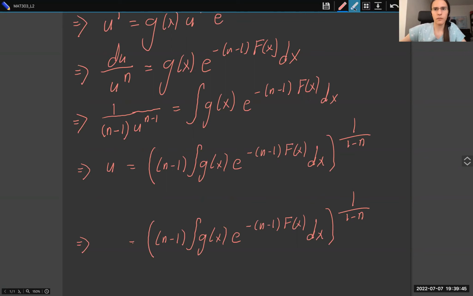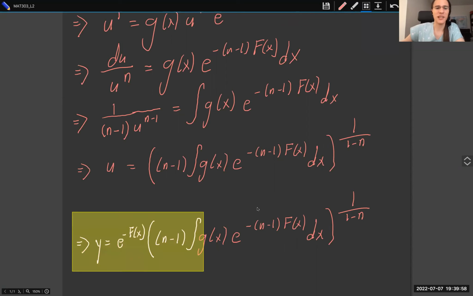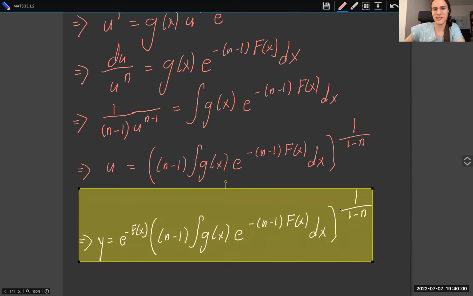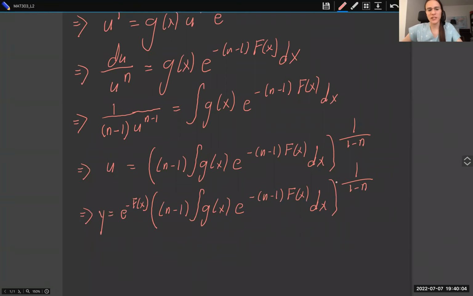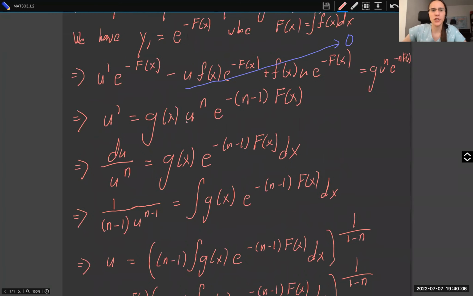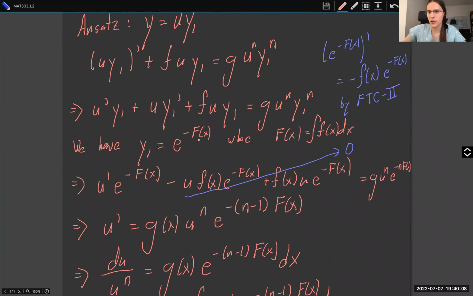So y is equal to e to the negative f of x times this. Okay, do not memorize this formula. So here is a general formula to the solution of the Bernoulli problem, but again, you would never actually memorize this. All that you'd remember is that you solved a homogeneous problem and then you use the same ansatz that you did for solving linear equations.